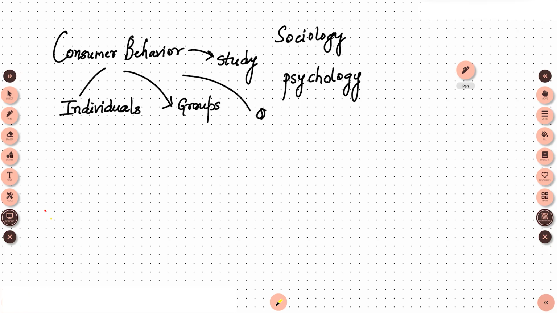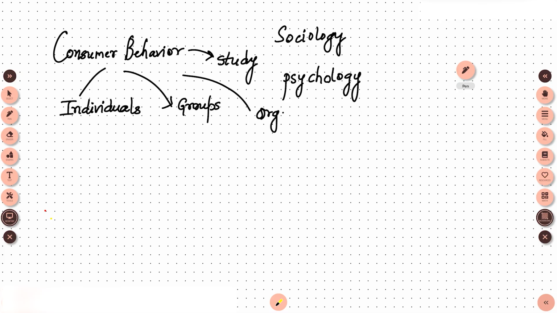And the third is organization. So apart from business to consumer buying, we also take care of consumer buying when it comes to organizations. This particular module is going to deal with consumer buying behavior in the B2C domain.